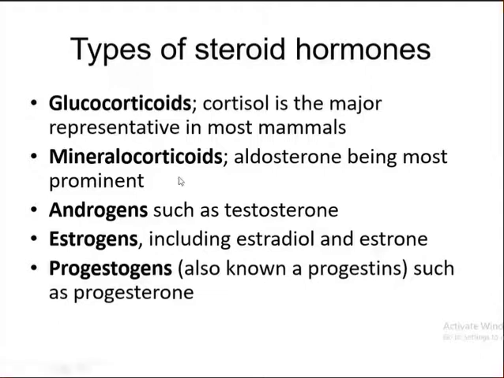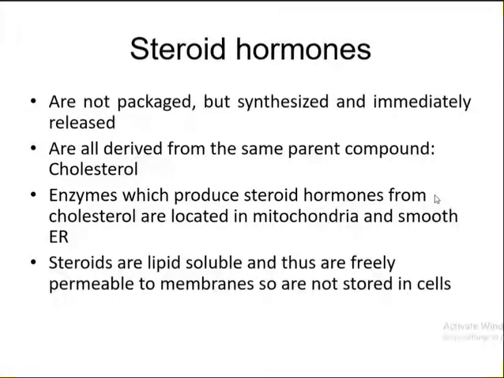And immediately released. Okay, this is the one important fact. The sex hormones in this group are also all derived from the same parent compound, cholesterol. Enzymes which produce steroid hormones from cholesterol are located in mitochondria and in the smooth endoplasmic reticulum. And steroids are lipid soluble and thus freely permeable to membranes and are not stored in the cells.